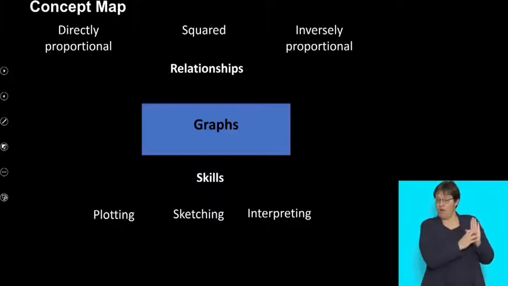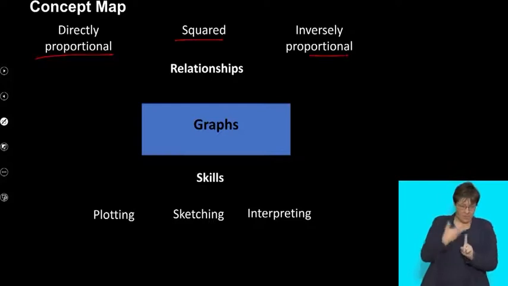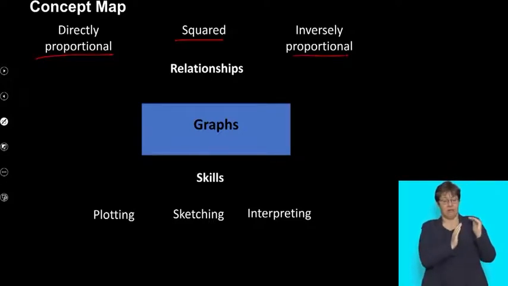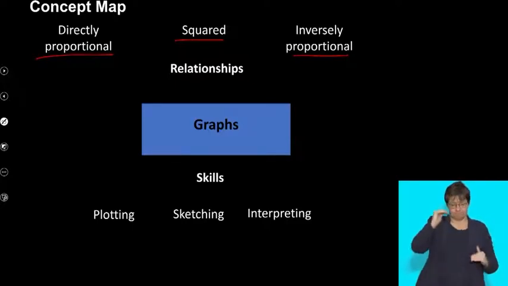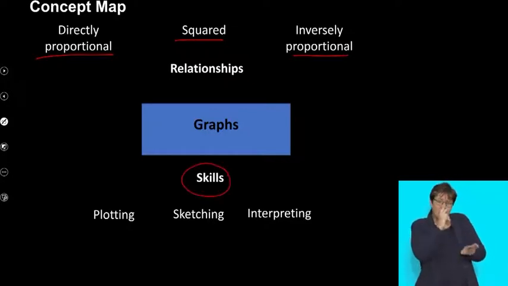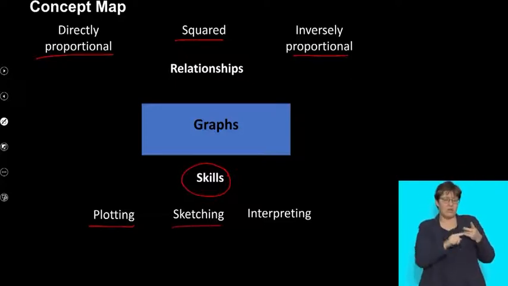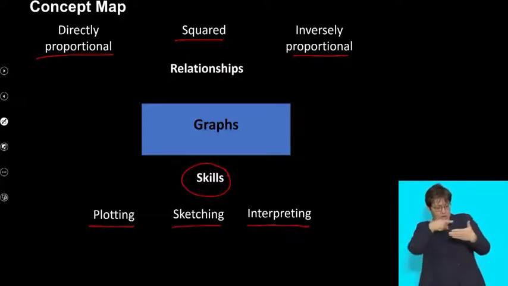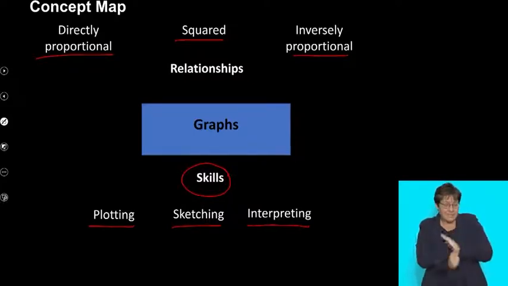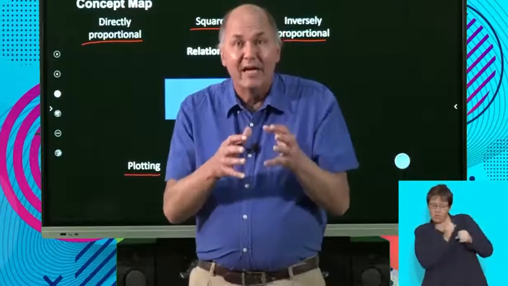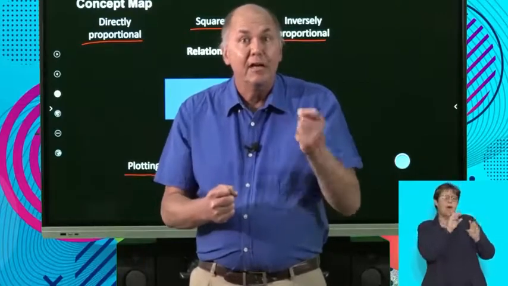When we look at graphs, we recognize they can be used to describe different relationships. And these are all the relationships that we've spoken about previously: a directly proportional relationship, a squared relationship, an inversely proportional relationship. But when we deal with graphs, there are some skills that we need. These skills relate to the plotting of graphs, the sketching of graphs, and interpreting of graphs. Now, we're not going to be able to do all of those skills, but we're going to focus on them one at a time. So let's begin by looking at what it takes to plot a graph in physical science.